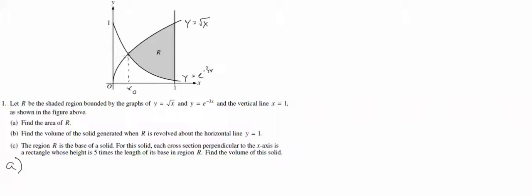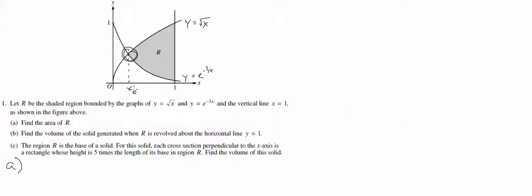So to find the area, we want to integrate along the x-axis, taking our integrand to be the difference between the curves y equals square root of x and y equals e to the negative 3x. So that means our integrand is square root of x minus e to the negative 3x. Well, we have that now, so we just need to find our limits of integration. We know our upper limit is going to be x equals 1. So we just need to find our lower limit of integration, which I have labeled x naught.